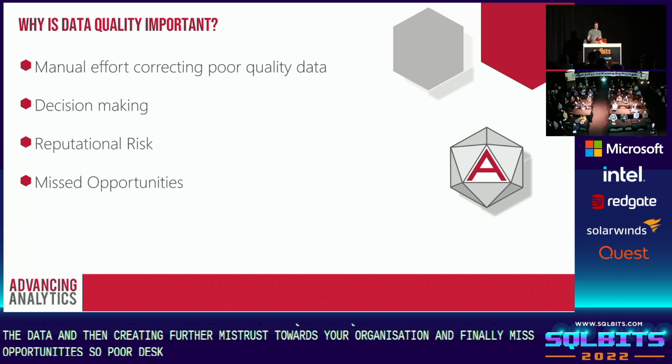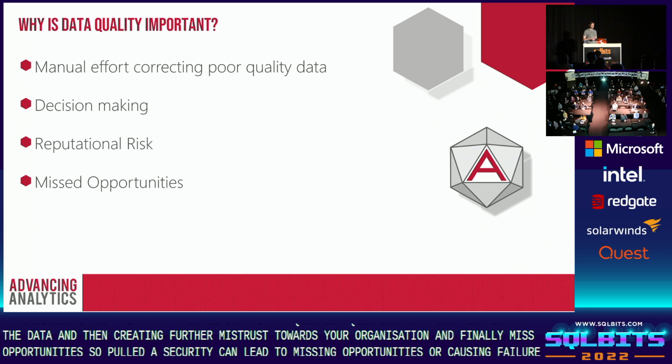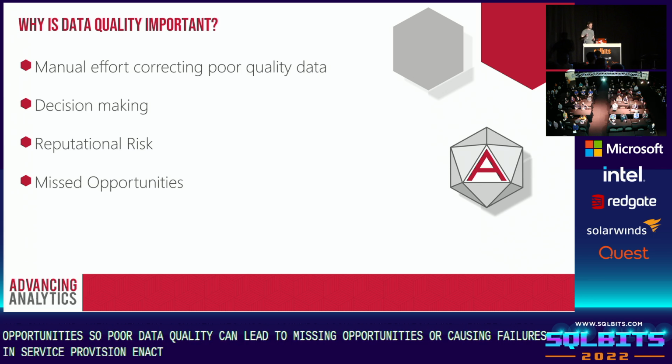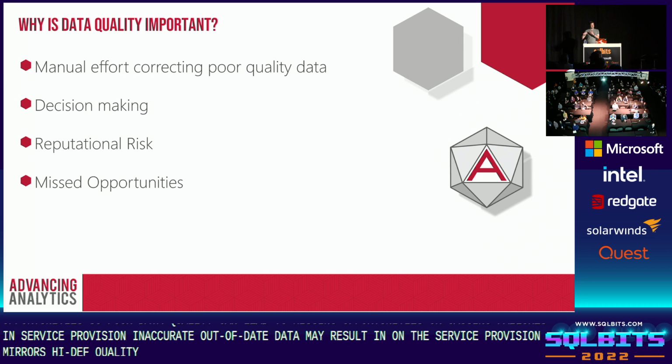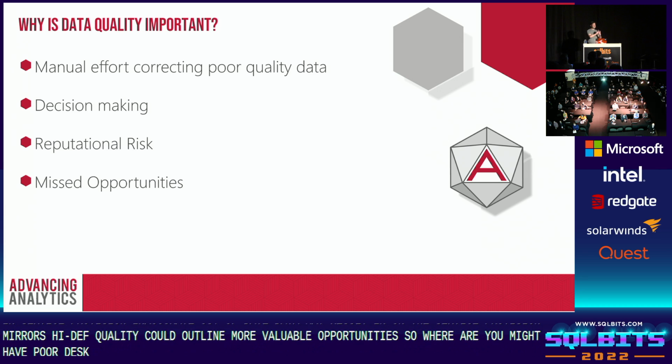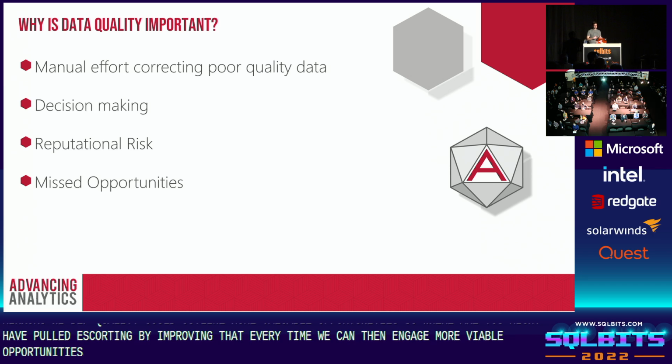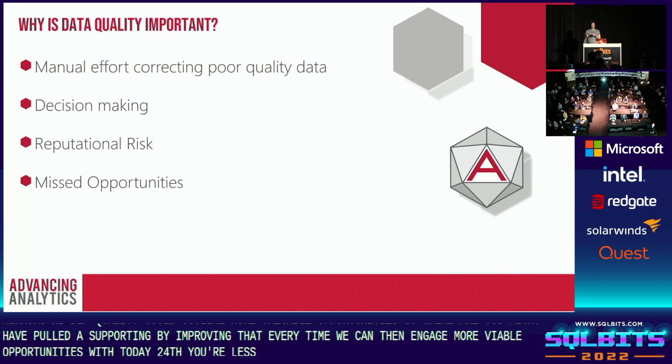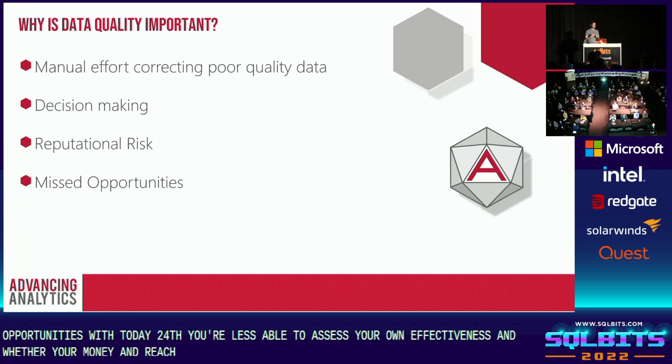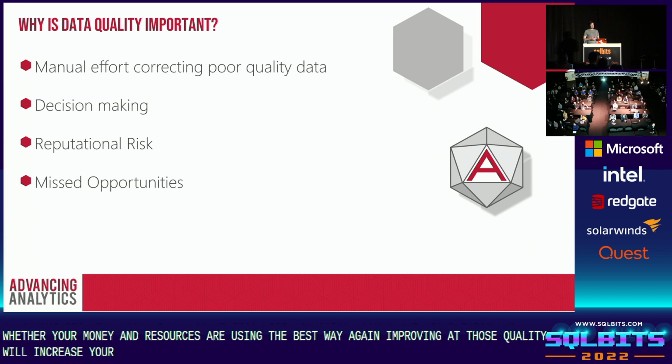Poor data quality can lead to missing opportunities or causing failures in service provision. Inaccurate or out-of-date data may result in unnecessary service provision, whereas high data quality could outline more valuable opportunities. So where we might have poor data quality, by improving that data quality over time, we can then engage more valuable opportunities. With poor data quality, you're less able to assess your own effectiveness and whether your money and resources are used in the best way. Again, improving that data quality will increase your own operational effectiveness.